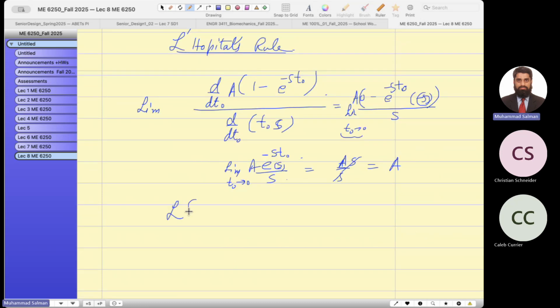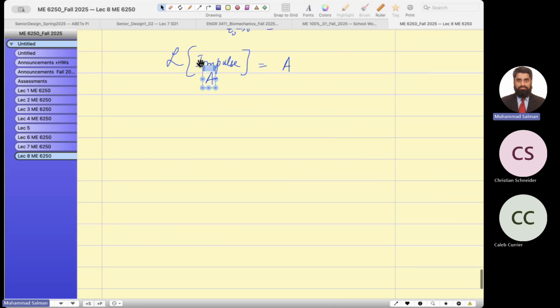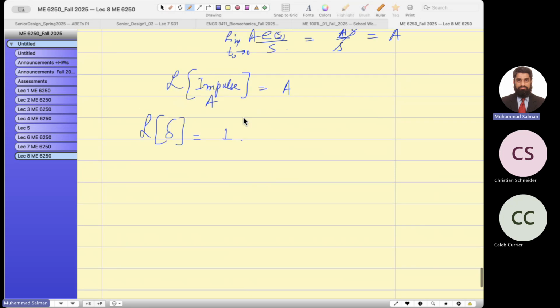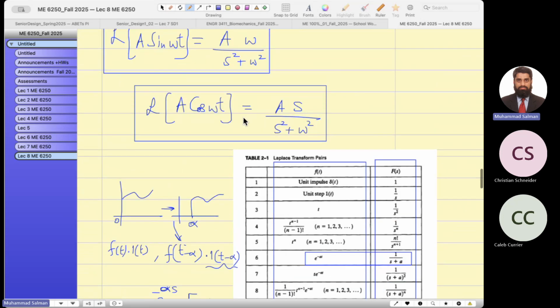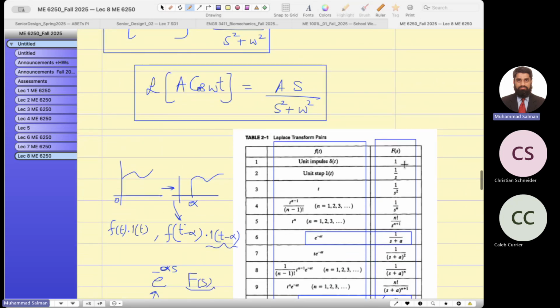So the impulse of magnitude a has the same magnitude. In our book, the representation of impulse is by this delta function. So the Laplace transform of delta is 1 of magnitude. Let me show you this table. You see, the unit impulse is 1, the delta t function.